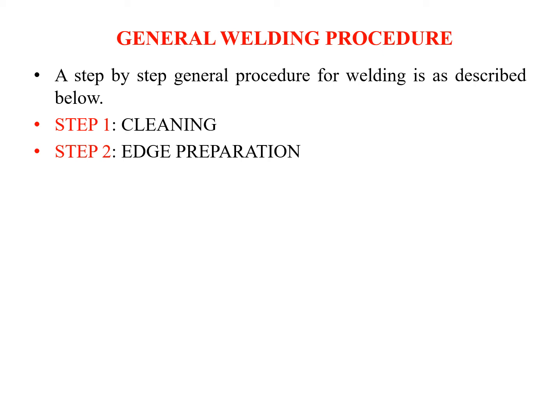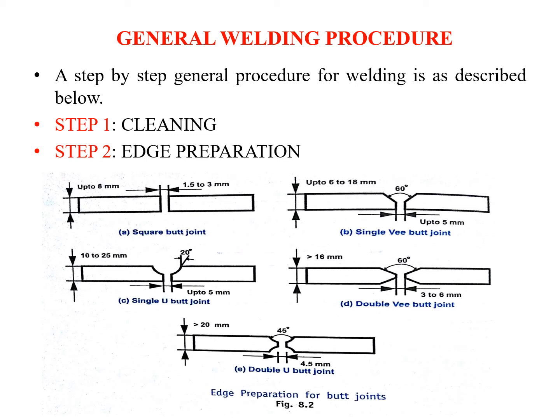So the various types of edge preparations which are required for the butt joints are shown in the below figure. Here you can see that when there is a material which is to be welded and the thickness of it is up to 8 mm, then we have something called a square butt joint. Here we do not prepare any edges, but we maintain a distance of 1.5 to 3 mm. That is figure A.